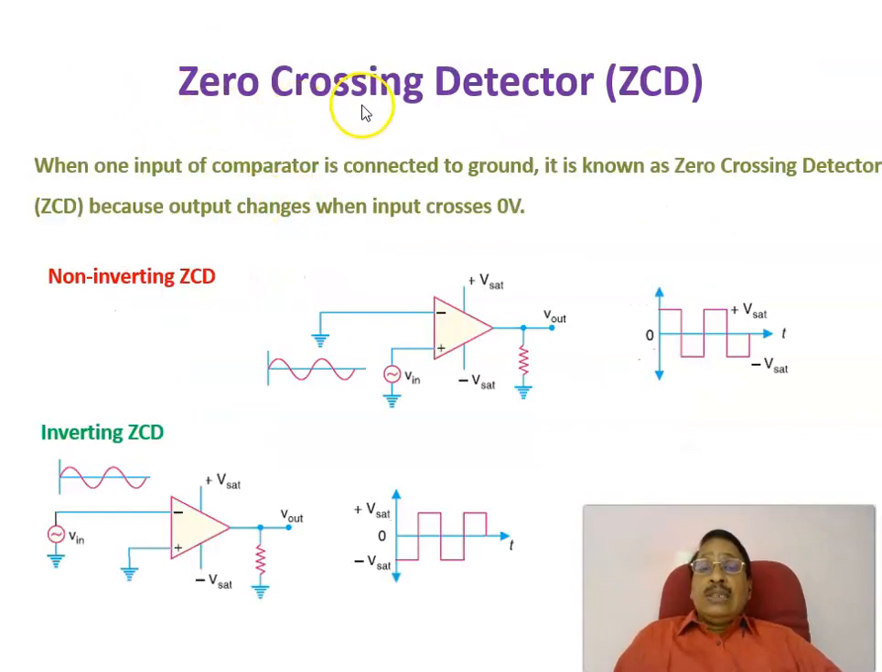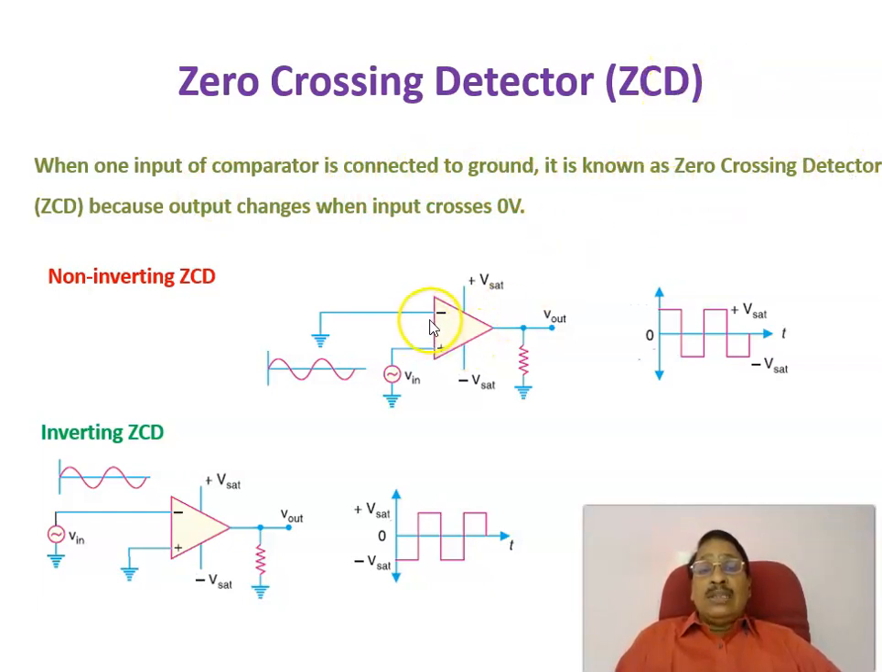Next one is the zero crossing detector, ZCD we call it. This is a widely used op-amp configuration, a comparator configuration, which is an application of the comparator. In a zero crossing detector, one of the inputs will be grounded and the signal will be given to the other input. Depending upon whether the signal is given to the plus input or minus input, they are classified as non-inverting ZCD and inverting ZCD. When one input of the comparator is connected to the ground, it is known as a zero crossing detector, ZCD.